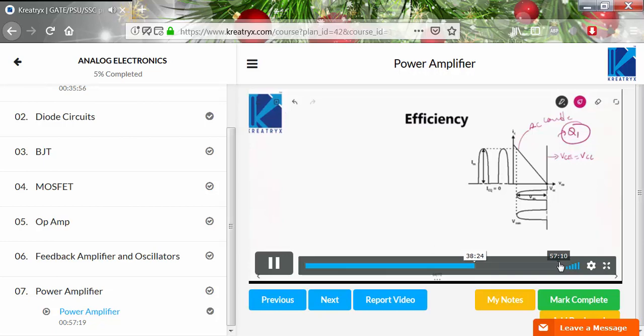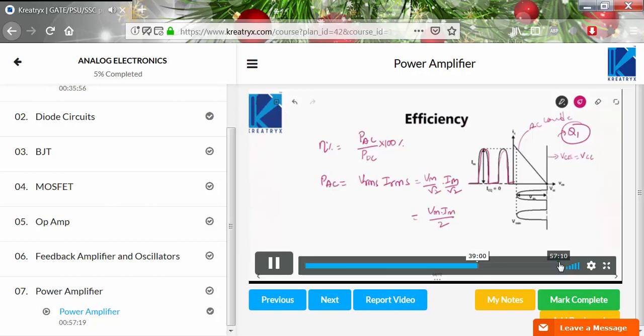But in the case of class B, the output is half sinusoidal. Only half the wave will conduct because of push pull. Now we want to calculate the efficiency. Efficiency is nothing but PAC by PDC into 100. And what about PAC? Here PAC is nothing but VRMS into IRMS. VRMS is VM by root 2, IRMS is IM by root 2, which is equal to VM into IM by 2.